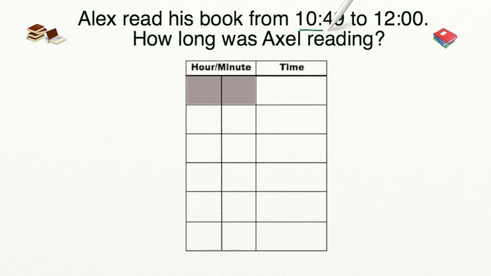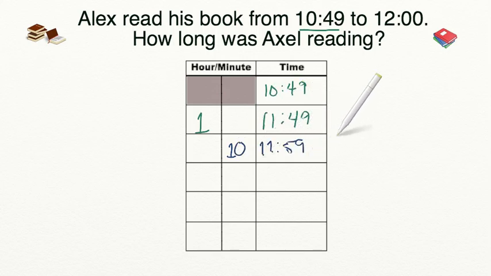Well, we're going to start by filling in our start time, 10:49. Now 1 hour after 10:49 is 11:49. If we were to move 1 hour past 11:49, we would be past our end time. So now we're ready to move in 10-minute increments. From 11:49 to 11:59 is 10 minutes. So I'm going to record 11:59. If I were to move in another 10-minute or 5-minute increment, I'd be past my end time.